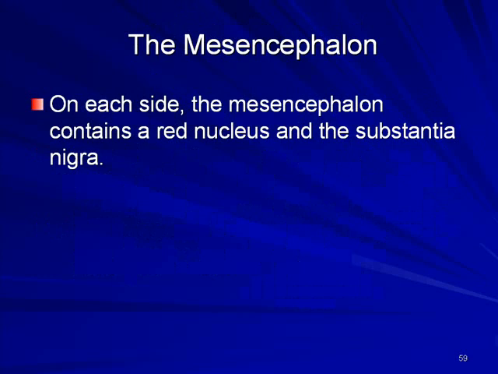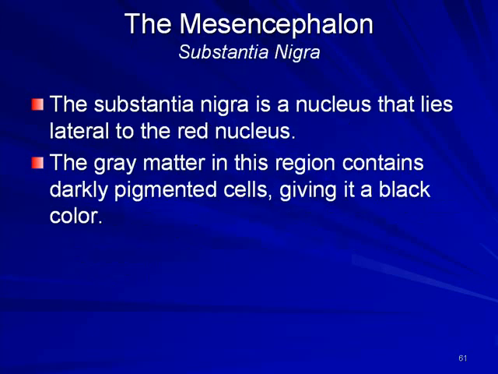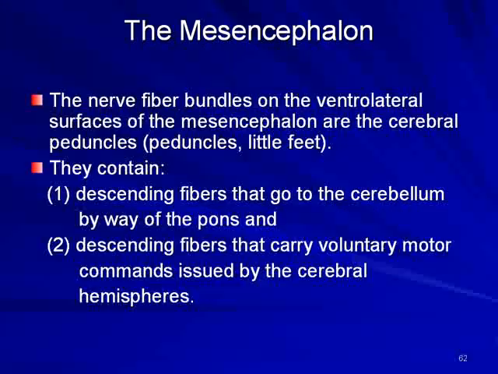On each side of the mesencephalon, you see the red nucleus and the substantia nigra. Red nucleus contains a number of blood vessels, which gives it a rich blood supply and thus its name. The nucleus receives information from the cerebrum and the cerebellum. It issues subconscious motor commands that affect upper limb position and background muscle tone. The substantia nigra is a nucleus that lies lateral to the red nucleus. The gray matter in this region contains darkly pigmented cells. That's what gives it the black color, and thus the name substantia nigra.